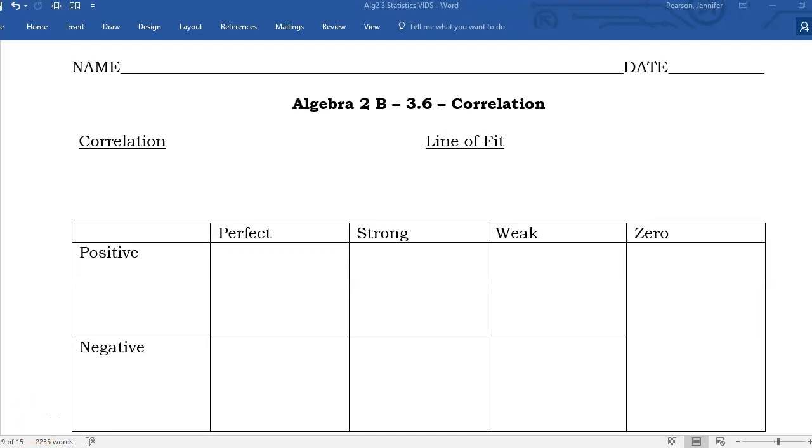This is Algebra 2B, Statistics Lesson 6, Correlation. So, correlation is how we are going to measure the relationship between two variables.